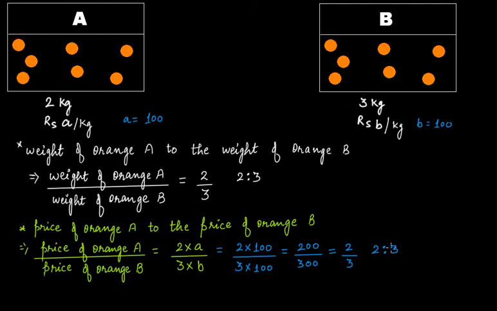Now, when the price of A was 100 and B was 100, that is, both the prices were the same at these two shops, at that time the ratio of the weight and the ratio of the prices at these two different shops is actually the same. That is, the weight of orange A to the weight of orange B is 2:3, and the price of orange A to the price of orange B is also 2:3. This is in proportion.